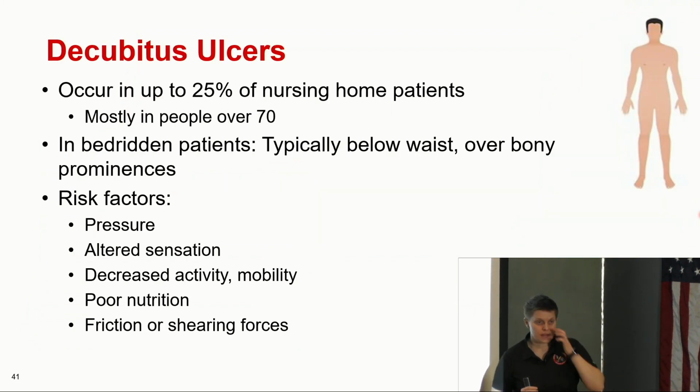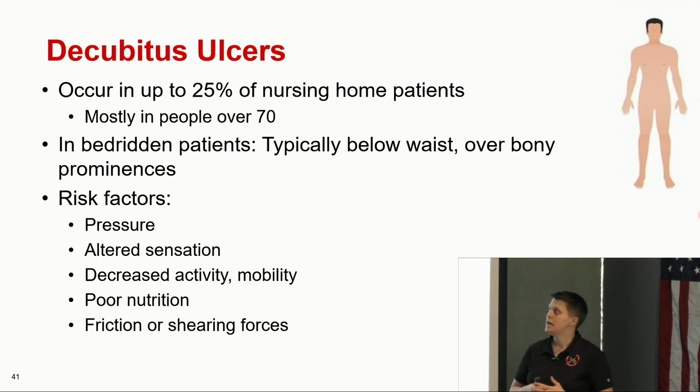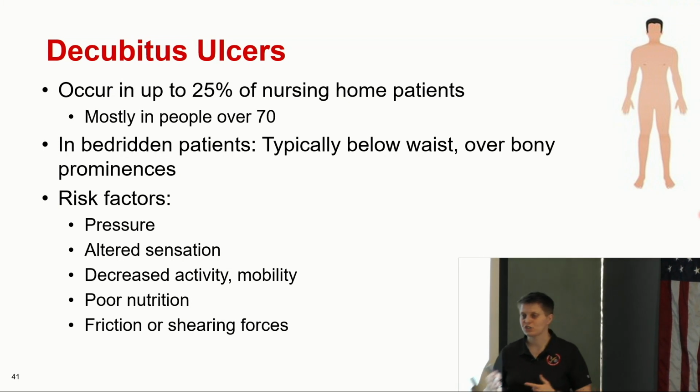Decubitus ulcers, we're going to touch on that specifically. So these happen in up to 25% of nursing home patients, mostly in individuals over the age of 70. So really are patients that are going to be less mobile, and often those cared for in nursing homes simply because the time and attention paid to moving and shifting and changing and caring for wounds may be less.